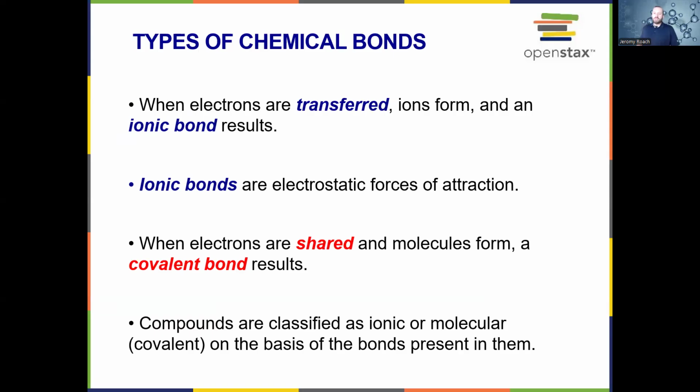Compounds are classified as ionic or molecular. We also say covalent, on the basis of the bonds present in them. Covalent bonds form when there are two nonmetals, and ionic bonds form between metals and nonmetals. So the bond type is ultimately going to determine the behavior and the structure of a compound.